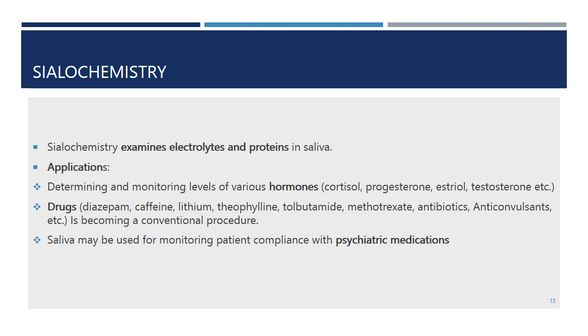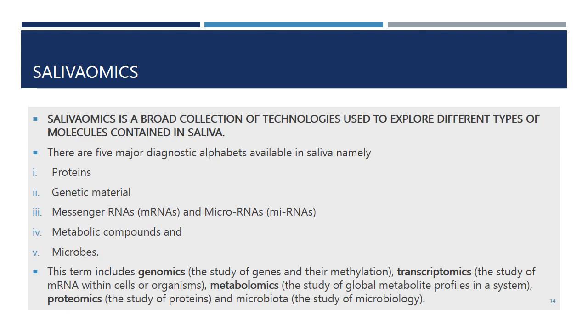Sialochemistry examines the electrolytes and proteins in saliva. Its applications are in determining and monitoring levels of various hormones like cortisol, progesterone, testosterone, and for monitoring drug levels like diazepam, caffeine, lithium, etc. Saliva may also be used to monitor patient compliance with psychiatric medications.